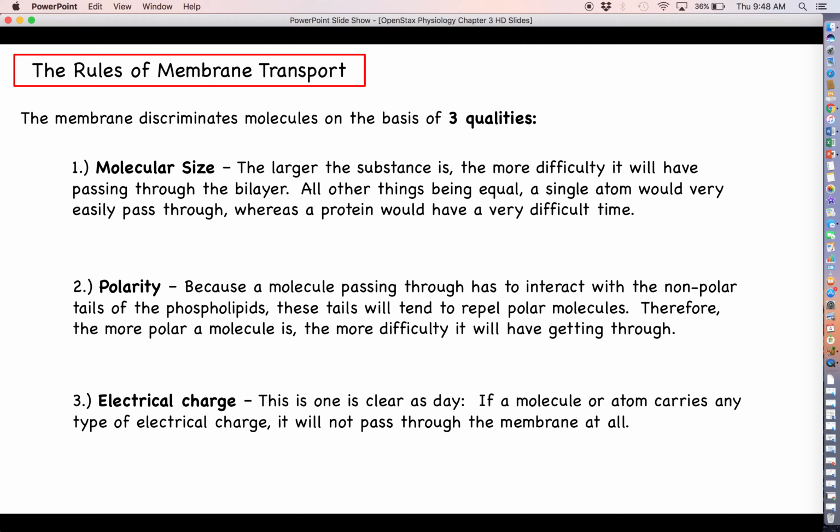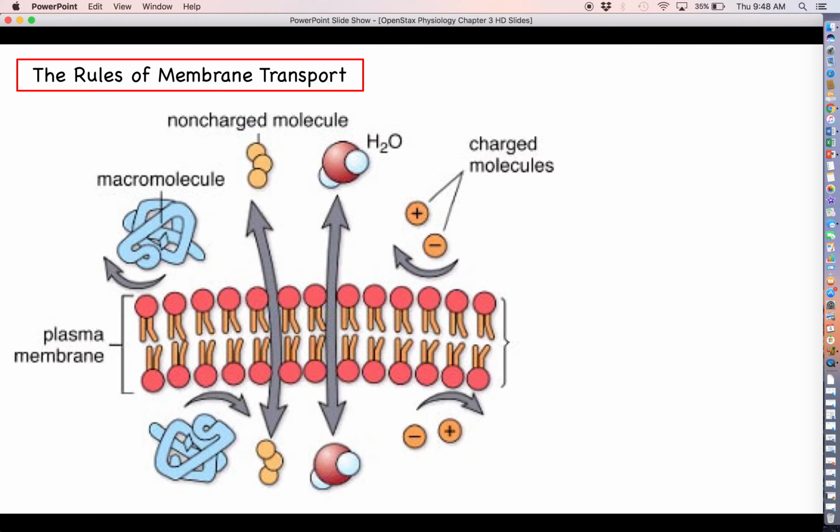So to summarize here, the type of molecule that can very easily pass through the membrane all by itself is going to be one that is very small, nonpolar, and carries no net electrical charge. A molecule will have a harder and harder time passing through if it fails any of these three purity tests, as you might call them. It's going to completely fail if it carries any type of electrical charge, and it will experience greater and greater degrees of difficulty if it has any sort of polarity or is bigger than you might expect.